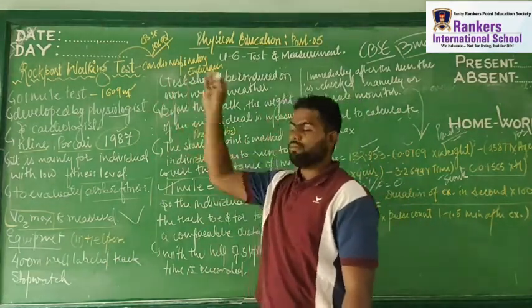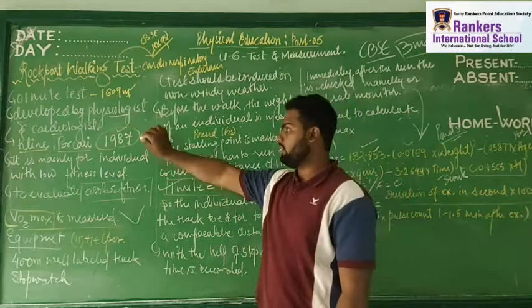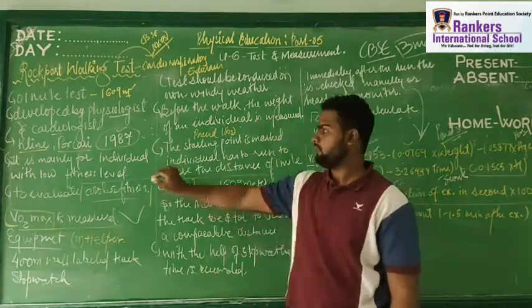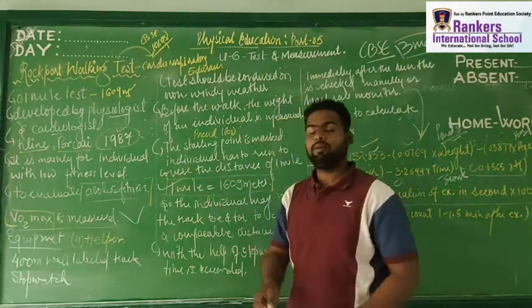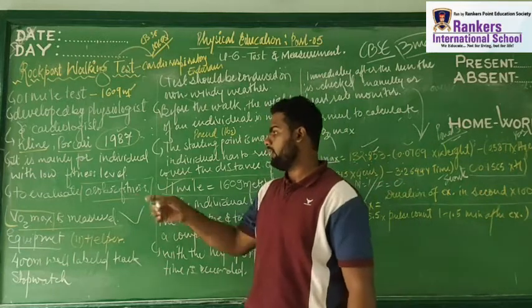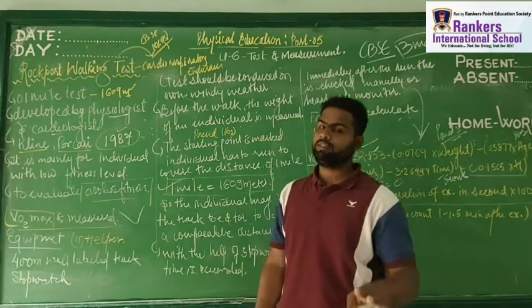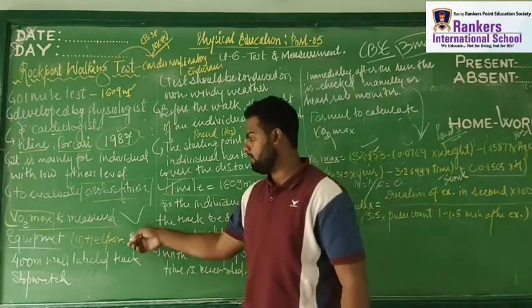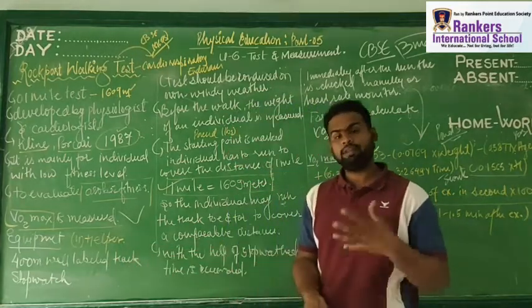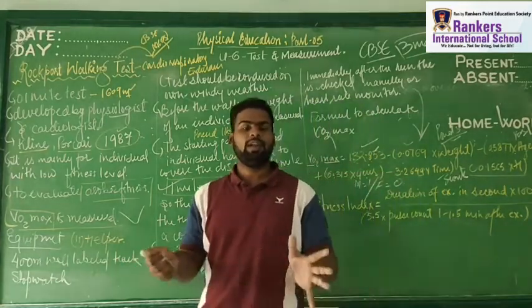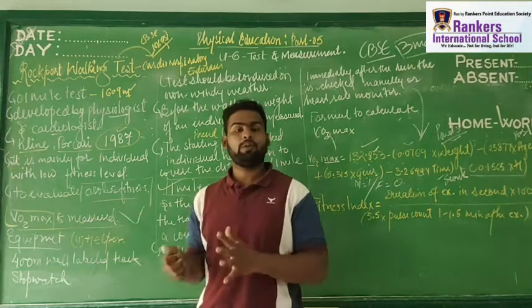It was given by a physiologist and a cardiologist. The year was 1987. It's an MCQ question from a previous year. What does it evaluate? It evaluates aerobic fitness. Three equipments are basically required here: a helper, a well-leveled ground, and a stopwatch. So I hope you all have understood this topic, the Rockport walking test.